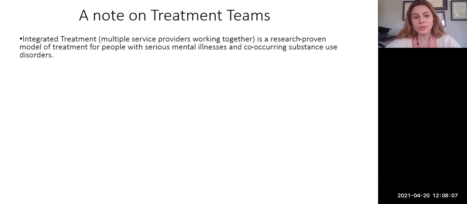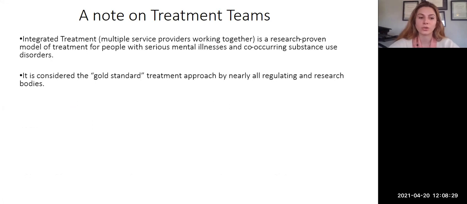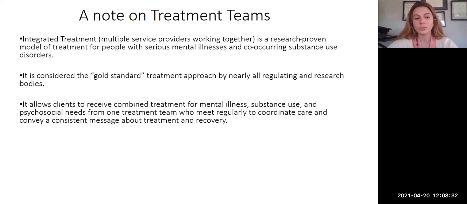Well, what's recommended is what's called integrated treatment. That means that multiple service providers work together. This is kind of the gold standard in most research for treating not just individuals with substance use disorder, but individuals with serious mental illness and those that are comorbidly diagnosed. With multiple service providers, you can get multiple needs met in a collaborative manner for the patient rather than expecting the patient to go and get those needs met independently in the community. So it allows them to really receive combined treatment for all of the things that are behind their symptoms.